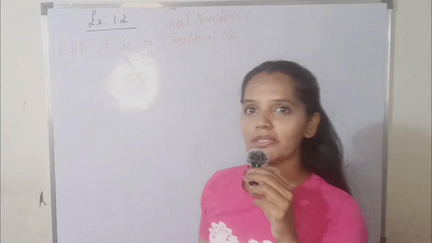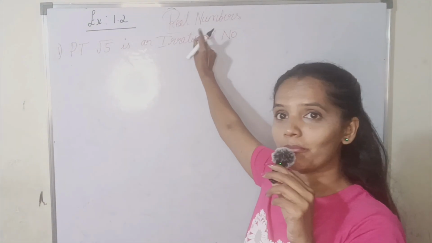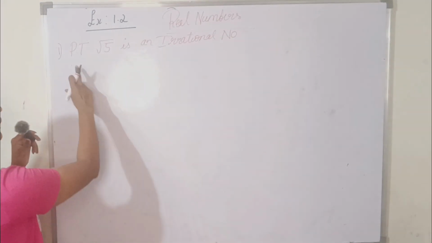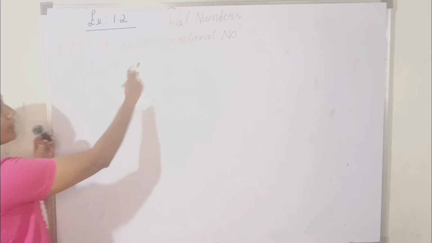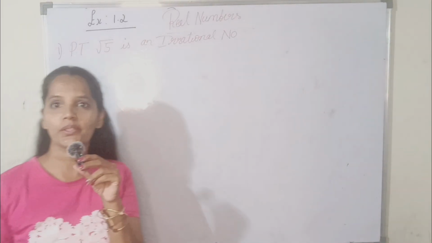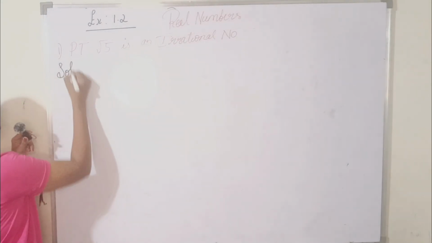Hi, today we're going to see exercise 1.2 of the Real Numbers chapter. Let's start with the topic. Here, we need to prove that root 5 is an irrational number. To prove it, we need to take it as a rational number. Let's start with that. Now, solution.